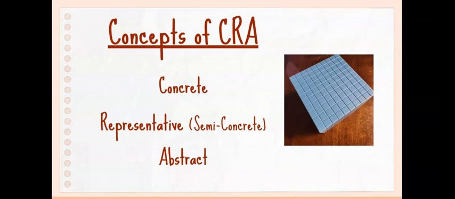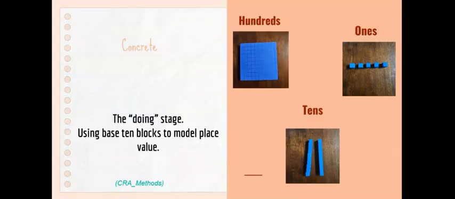So concepts of CRA: we've got concrete, representational, which is semi-concrete, and abstract. In the concrete, this is the doing stage, the hands-on. We use these models here to the right. We've got ones, tens and hundreds. We see how these ones collectively together end up as a 10, and then how that becomes our flat to make these hundreds.